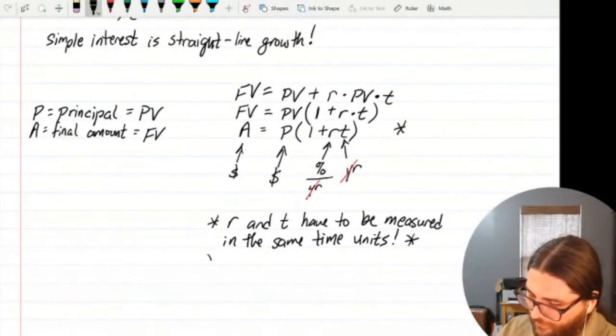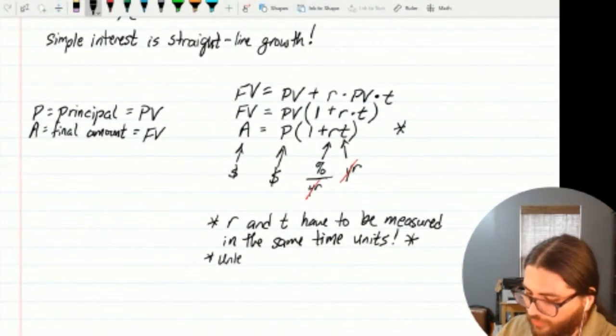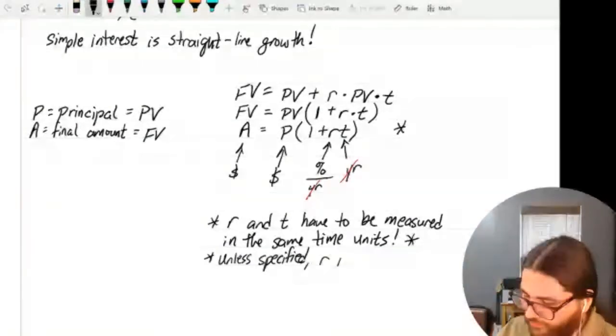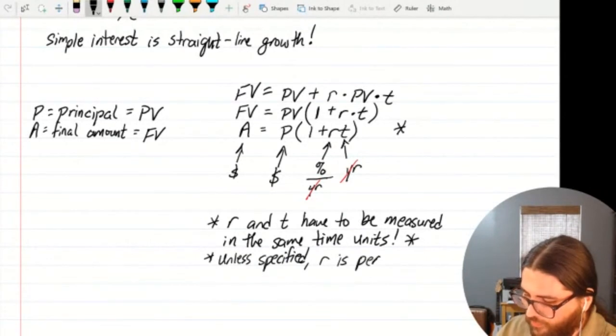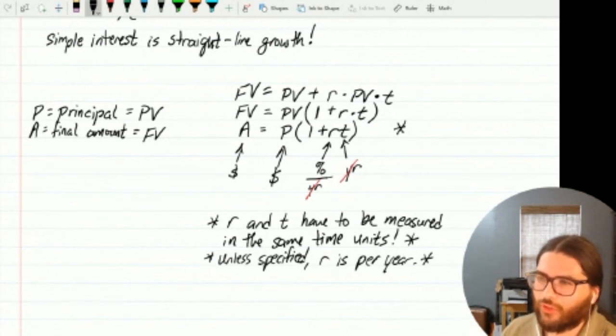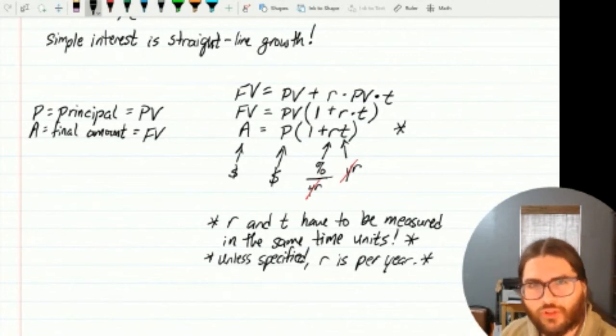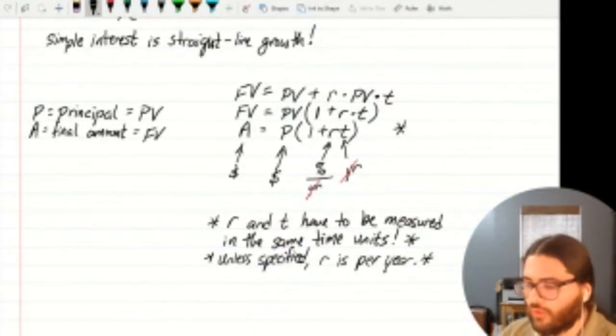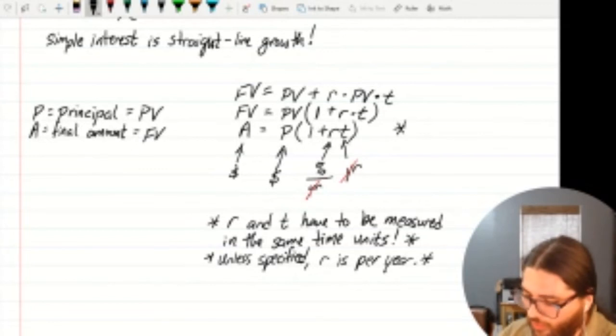And unless otherwise specified, your R is going to be a yearly percentage. You've probably already seen homework problems that give you a rate. They say, oh, well, it's 6% interest. Well, 6% per what? I have to have a time unit there. And so if there's not one given, you can assume that it's a per year time unit. Right? That would be the annual rate, the APR.